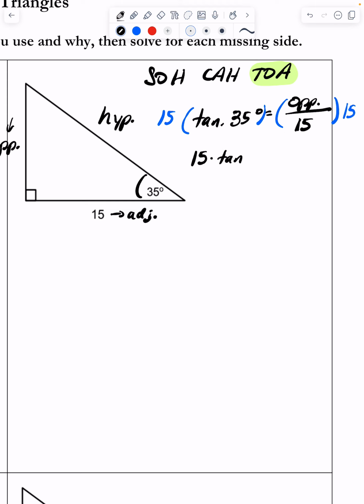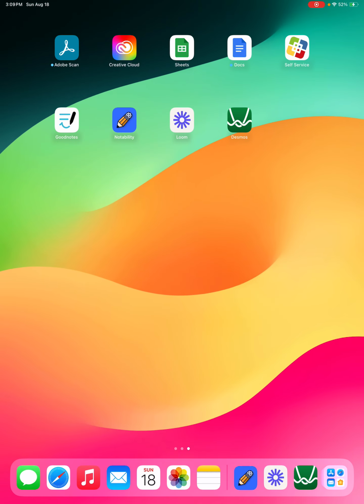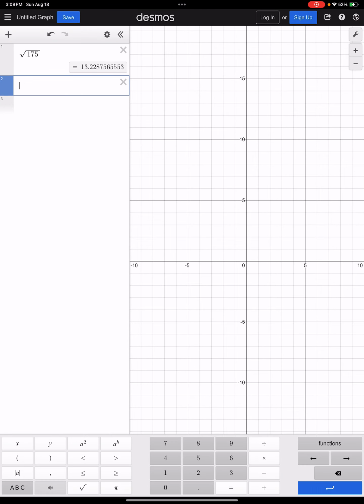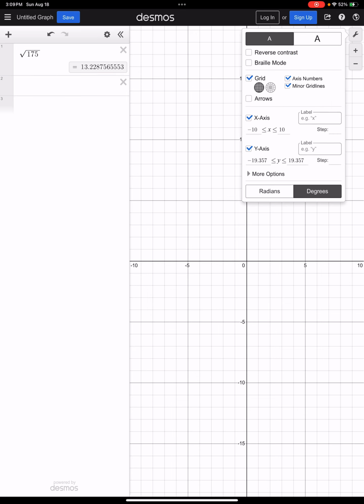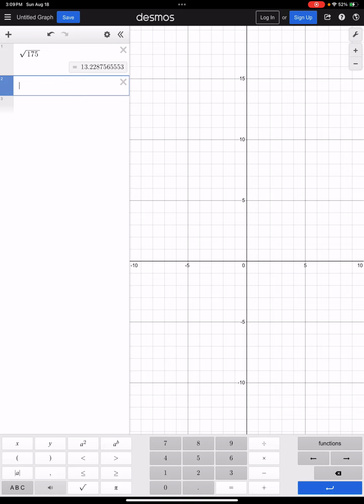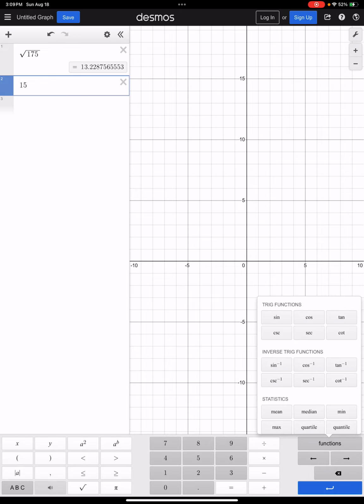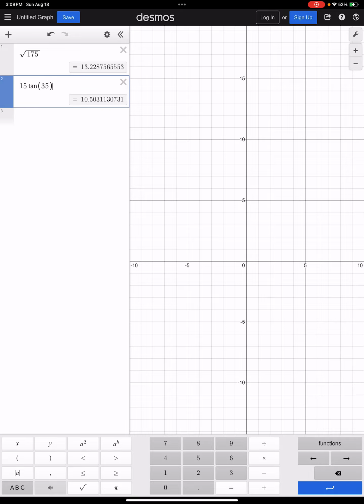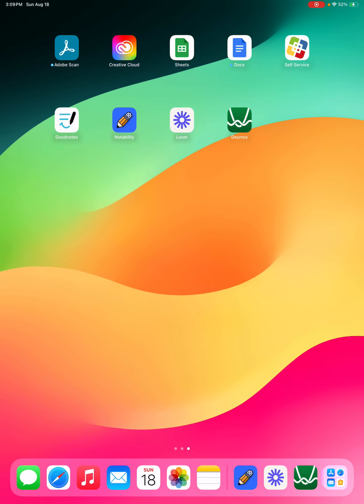So going to the calculator, make sure you hit the wrench to make sure you're in degrees. If you opened Desmos for the first time, or even just checking the calculator, Desmos always defaults to radians, so make sure you go to degrees if you're using degrees. So 15 times the tangent of 35 is 10.5. So 10.5 is the approximate value of that opposite side length. So this is roughly 10.5.